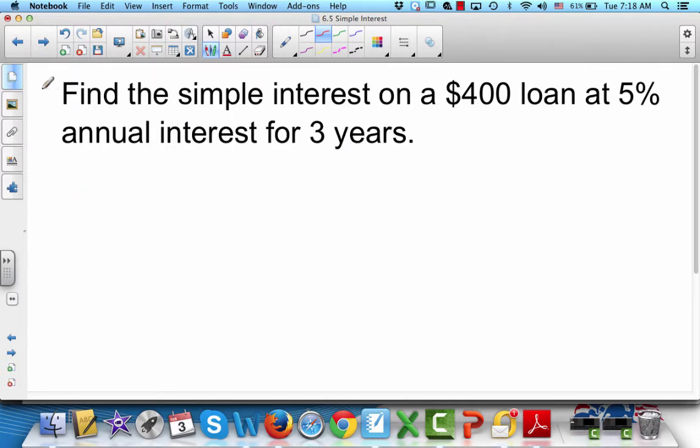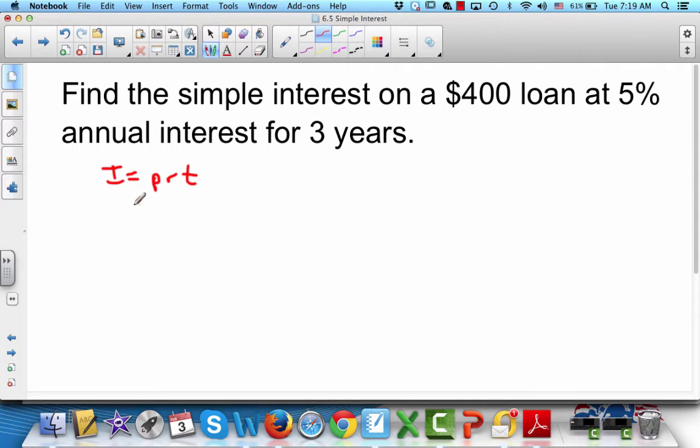All right, your turn. You do this one. Find the simple interest on a $400 loan at 5% annual interest for 3 years. Pause the video. Remember, use this formula. Interest equals principal times rate times time. Pause the video and then see how you do.